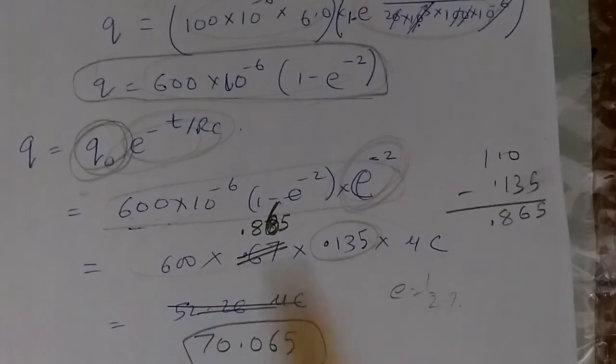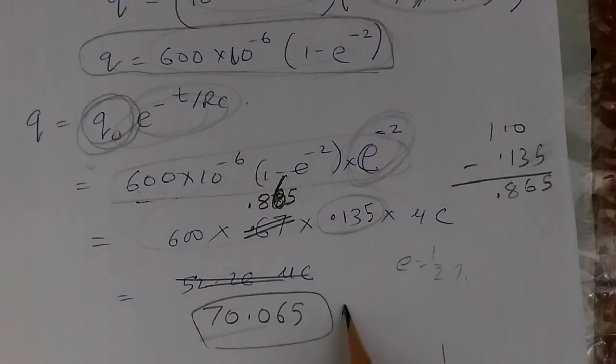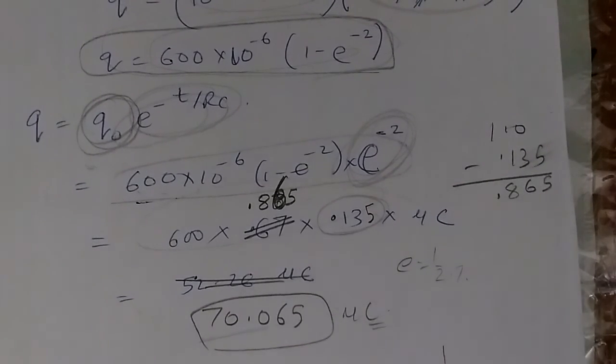And if you multiply this whole thing, you get something like 70 microcoulomb. You can verify this.